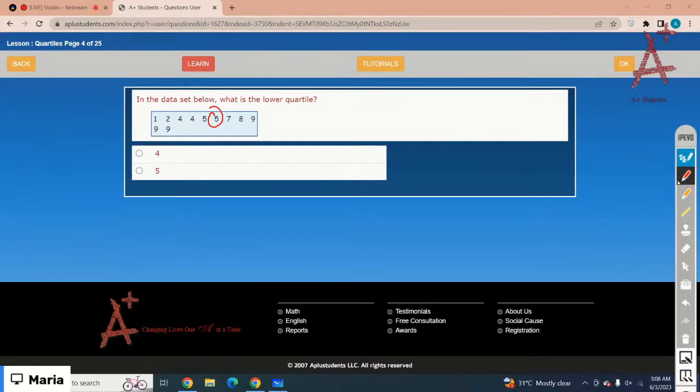Just look at the lower half, the middle number of the lower half. So here is the lower half, and the middle number of the lower half is 4. Got it? That means the lower quartile is 4.